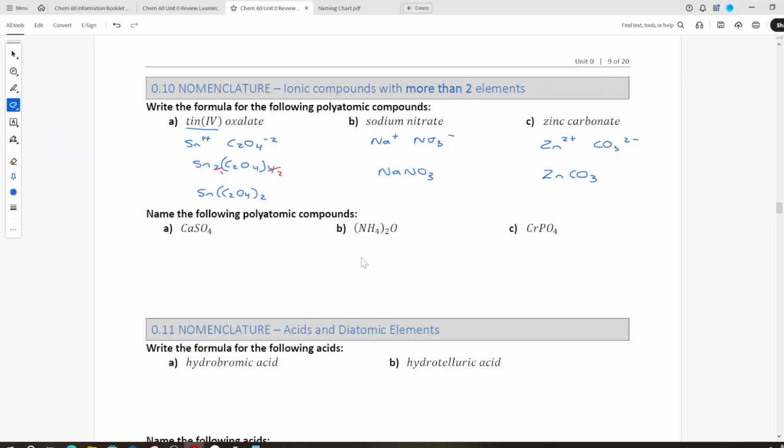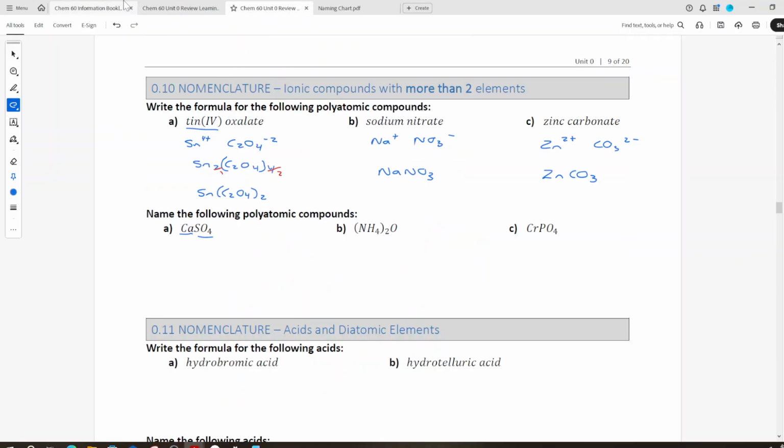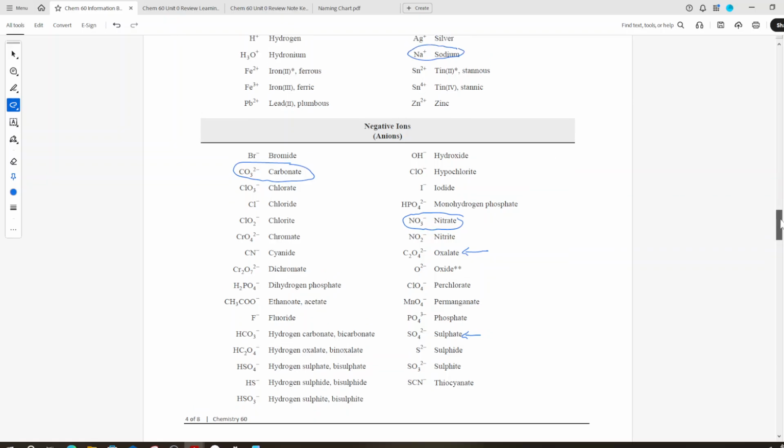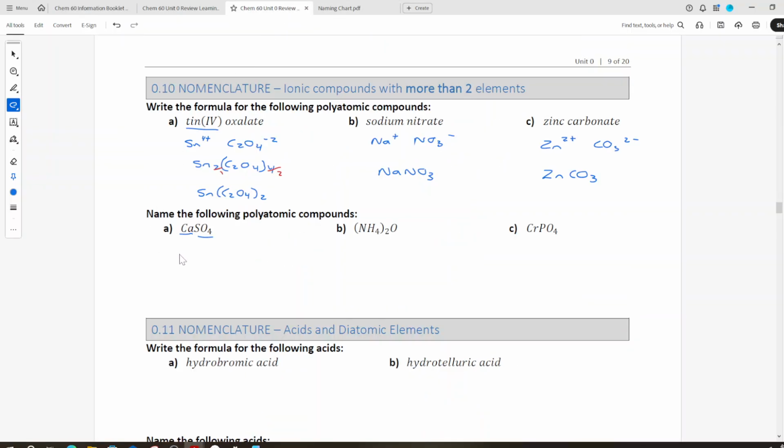And then we go the other way around. So now we're going to name. This is calcium with a sulfate. If you don't know that, you can go to your information booklet. SO4 is sulfate. Because we are mixing with calcium, maybe you're getting used to it, but you could also look up here. Calcium is only listed once. It only has 1 combining capacity. And so I'm going to name this as a type 1. I'm going to say that this is calcium.